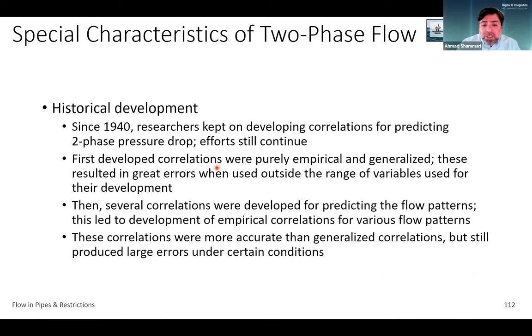The first developed correlations were purely empirical and generalized. These resulted in great errors when used outside the range of variables used for their development. Then several correlations were developed for predicting the flow patterns. Initially, they did not consider the flow patterns, but later on, the flow patterns were introduced into the correlations. This led to the development of empirical correlations for various flow patterns. These correlations were more accurate than generalized correlations, but still produced large errors under certain conditions.